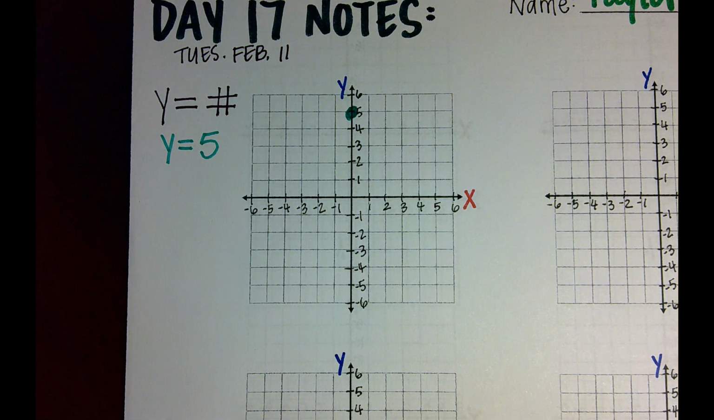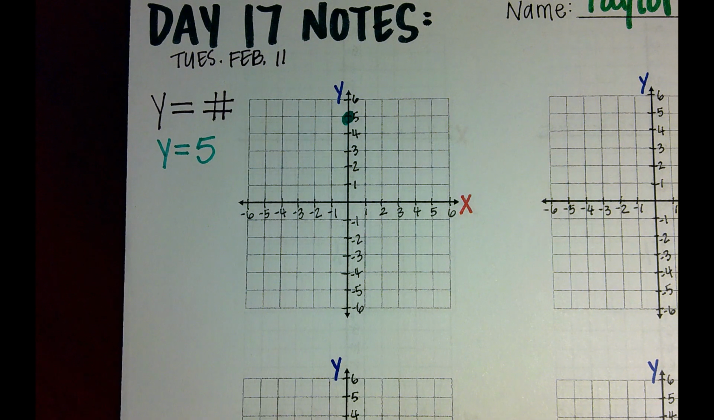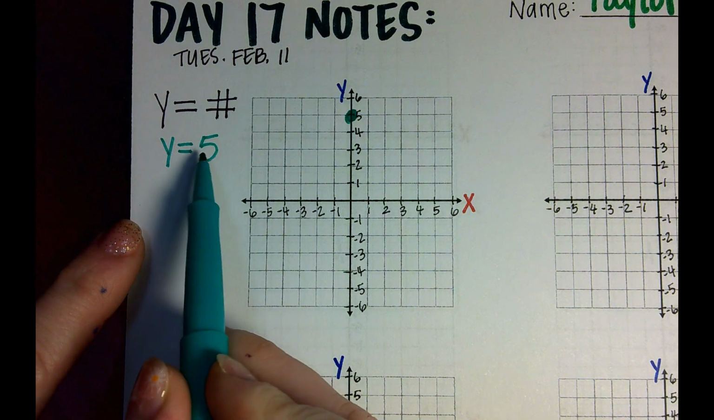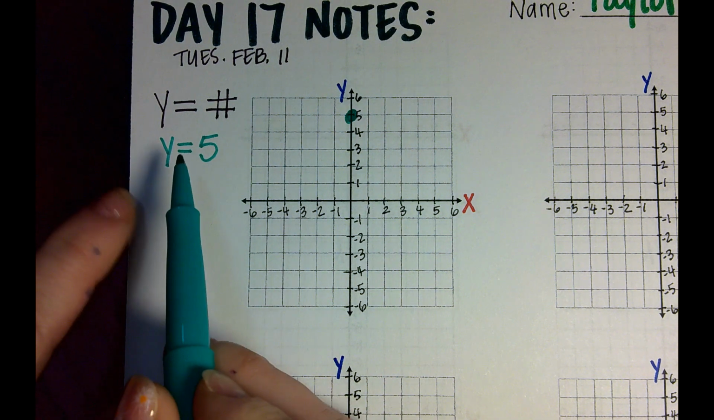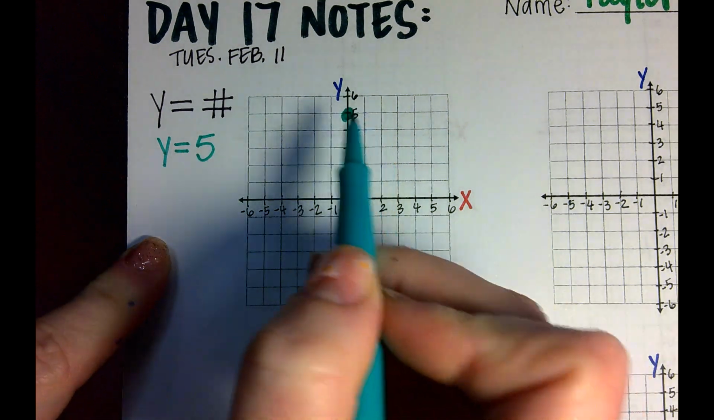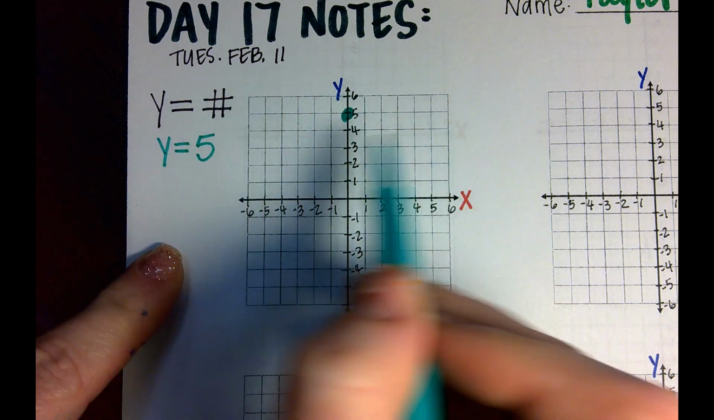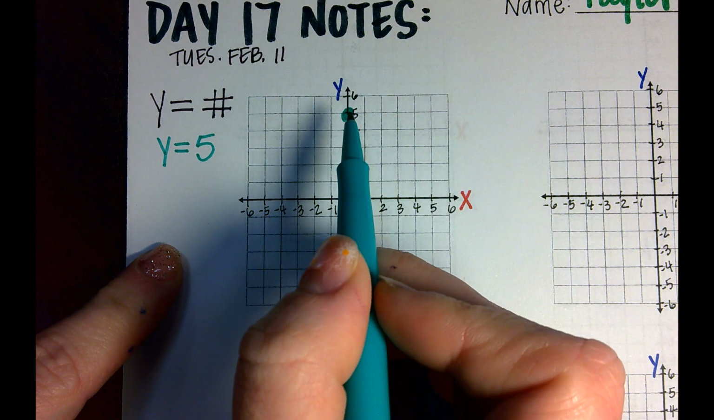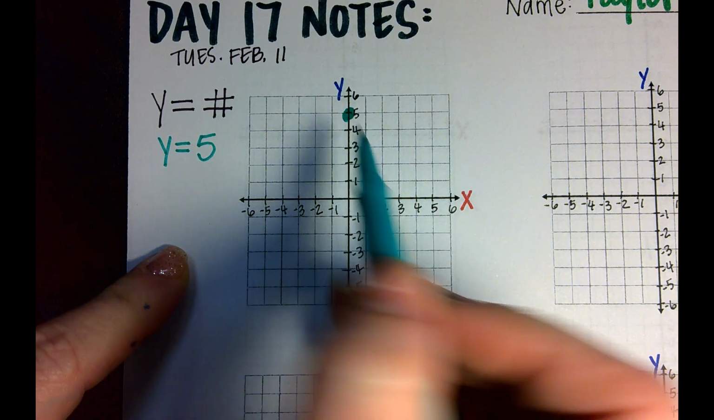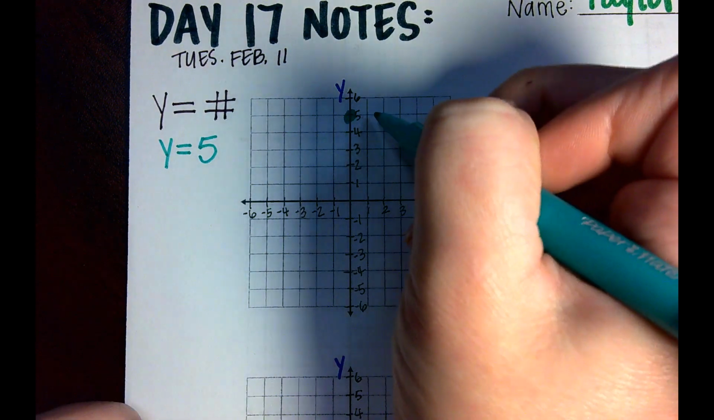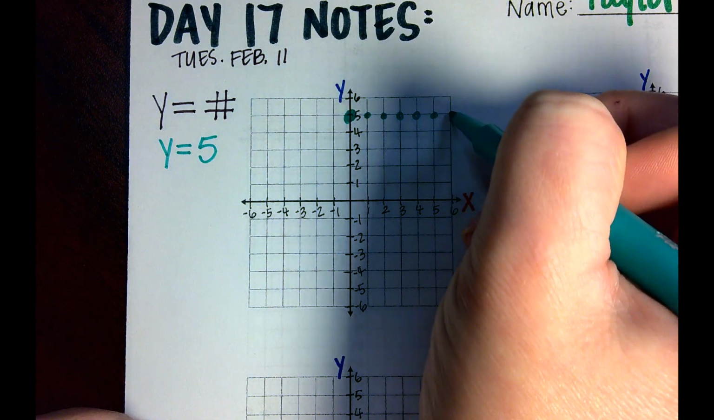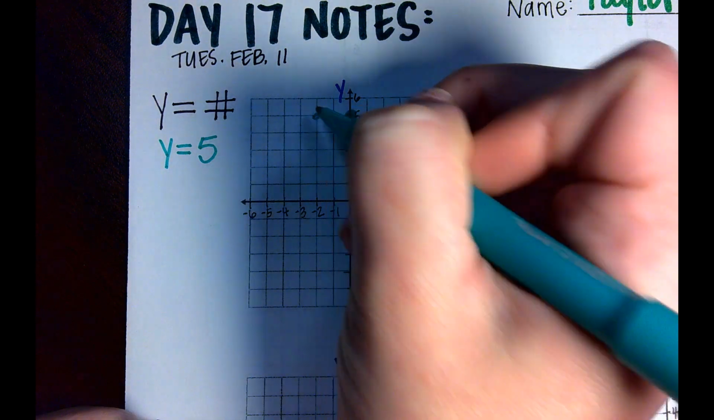Okay. So here is where I start. Now, if y equals 5, it's not giving me anything for x. This just means y is always 5. No matter where I go, my x can move. My y cannot. It's not ever going to go higher. It's not ever going to go lower. It's always going to be at 5. So, with that in mind, I'm going to mark all the other points where y equals 5 on my graph. Y is 5 in all of these places.